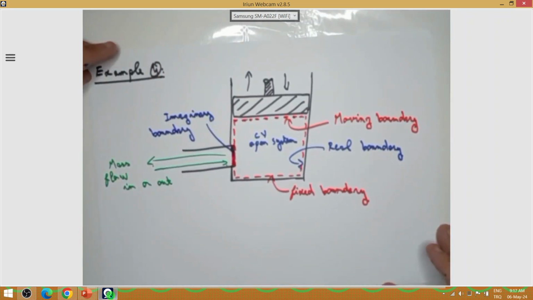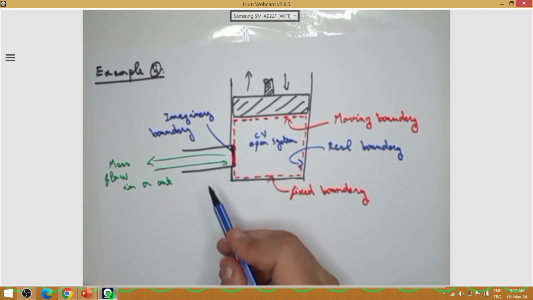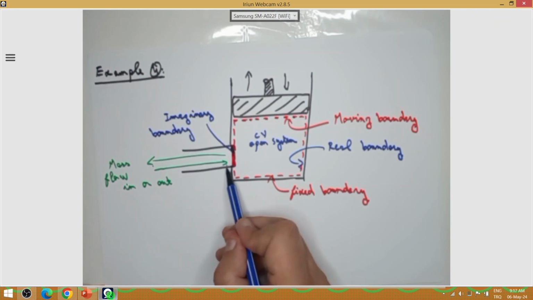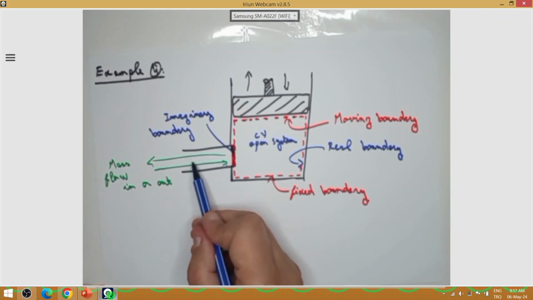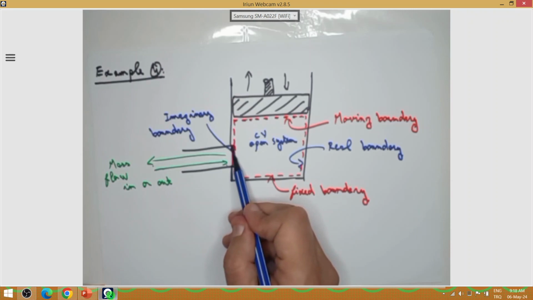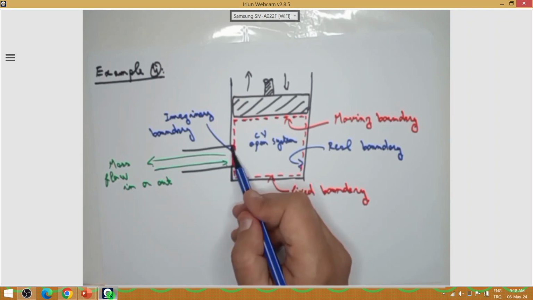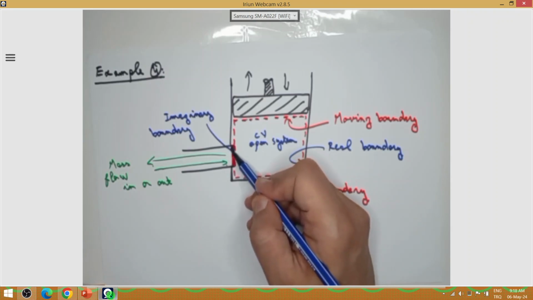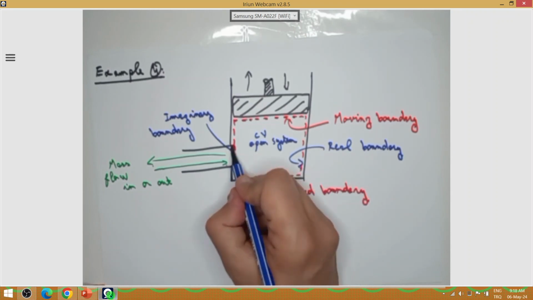Why is it an imaginary boundary? Why is this part imaginary? Because there is no physical material here, there is no wall of the cylinder, there is no tank here. We have just a pipe that leads air or gas in and out, and inside the diameter of the pipe there is no tank. I don't have any wall or any material here. Because of that, the line that I draw here is just imaginary. This is what we call an imaginary boundary.